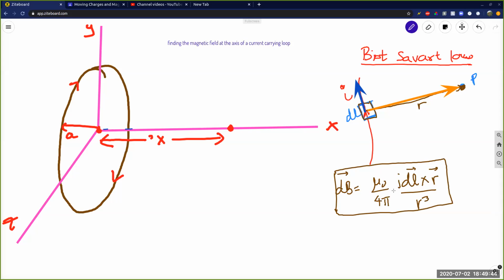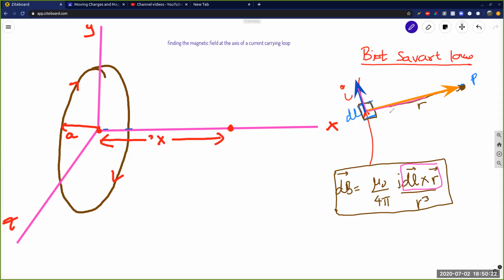Janet, in which direction would the dl cross r go in this case? I'm sorry, sir, can you repeat that? I'm asking in which direction the dl cross r vector will go. So dl is like this and r is like this. In which direction will dl cross r go if you do a cross product?